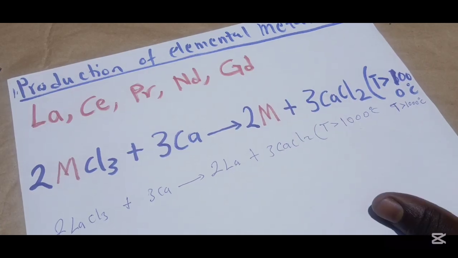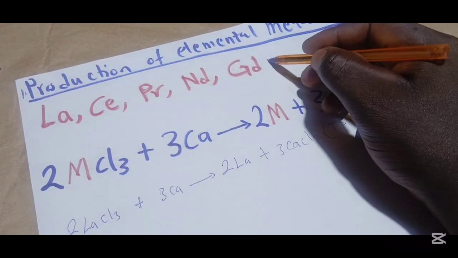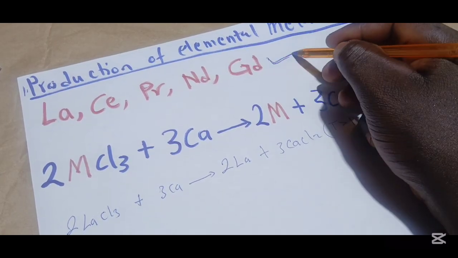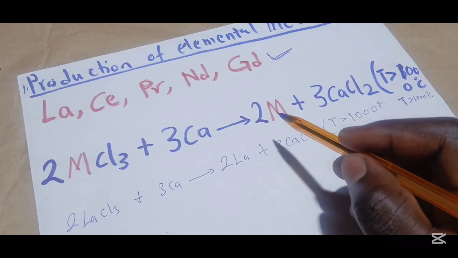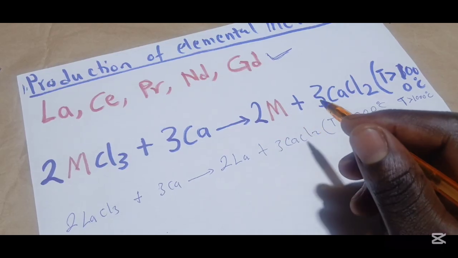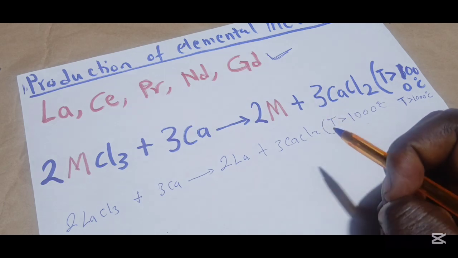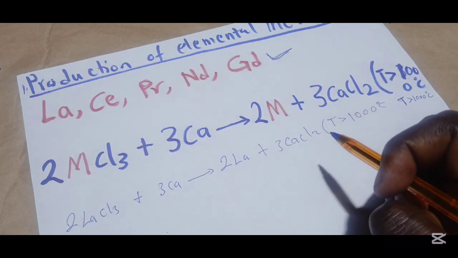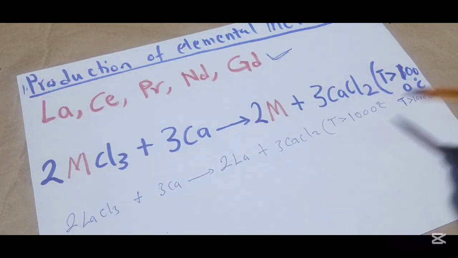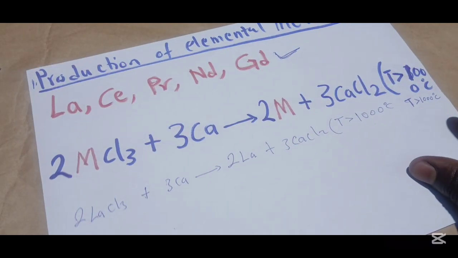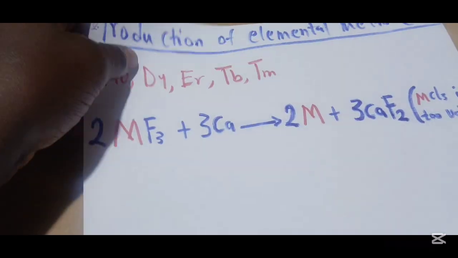So let's look at the rest. We are going to look at how each of the elements can be produced elementally. The easier way to keep in mind the elements that can be produced using this equation is La Ce Pr Nd Gd. I don't know how to say it, but I think it might help you in that way. So let's prove Nd Gd with this equation.